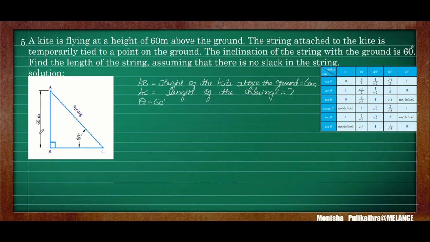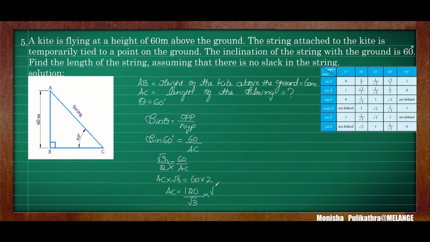Since opposite side is given and hypotenuse we need to find out, we can use sine theta. Sine theta is equal to opposite by hypotenuse. So here theta value is 60 degree, opposite is 60 and hypotenuse is AC. Opposite side is AB which is given as 60. So from the chart, the value for sine 60 is root 3 by 2. So instead of sine 60, we write root 3 by 2 is equal to 60 by AC. Now we can do cross multiplication. So AC into root 3 is equal to 60 into 2. So AC is equal to 120 divided by root 3.